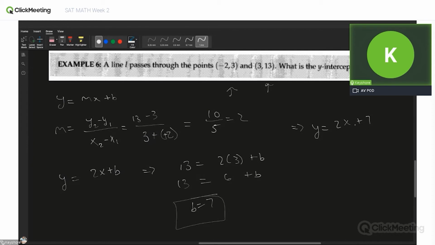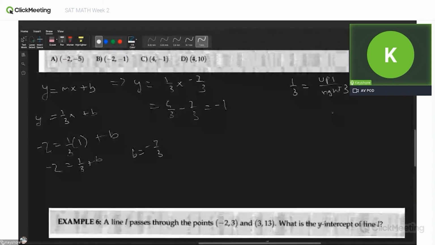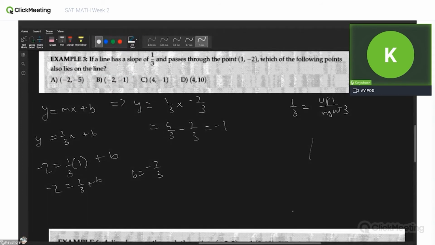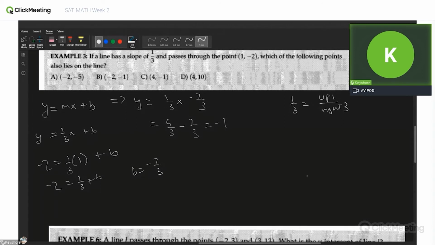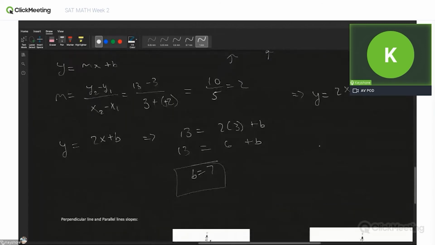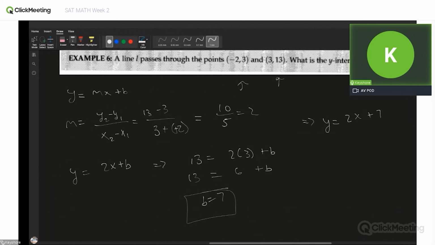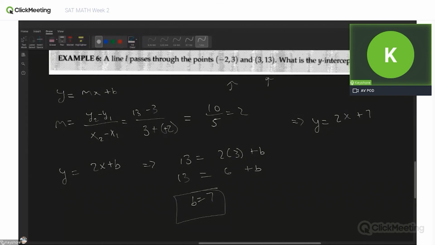All right, does that make sense? If you guys do want me to go over this slope thing again, I can always do that, because I didn't really go over that, kind of skimmed over it. Yeah, Lasha, it's 3, 13. That's the coordinate point.